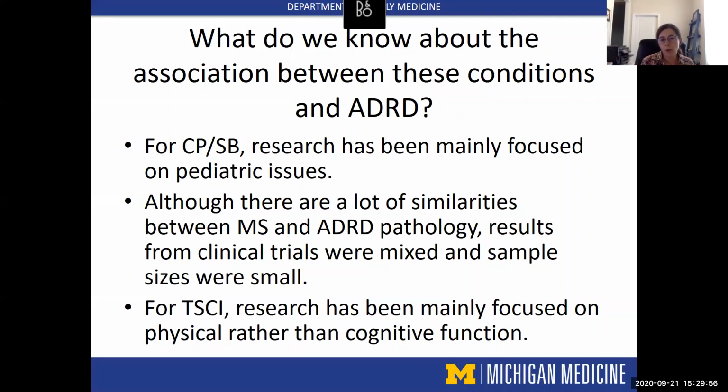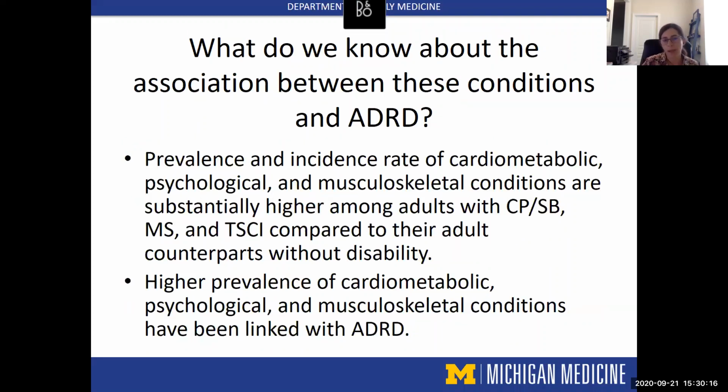And for spinal cord injury, again, for all these conditions, the focus has been more on physical aspects of these conditions, like bladder and bowel movement, kidney conditions, and not much on cognitive function. What do we know about chronic conditions? And that's actually how this study started.